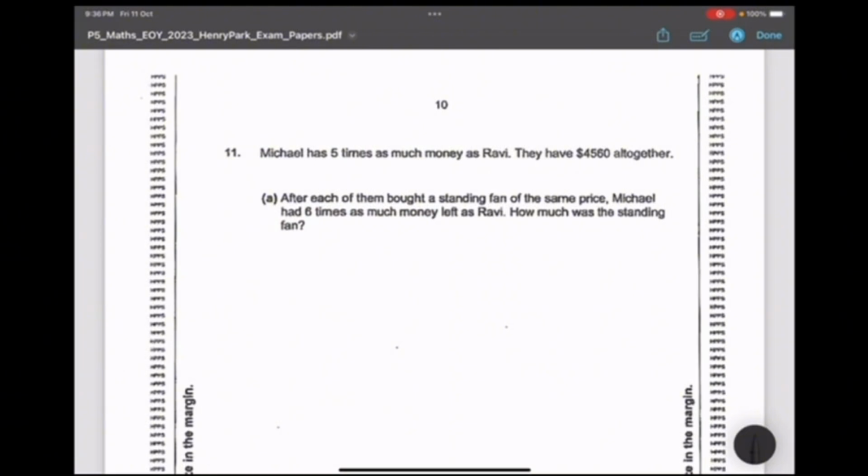Michael has 5 times as much money as Ravi. Alright, so right off the bat, what I want to do is to list out the ratio. Michael is to Ravi, 5:1. Alright, moving on to the next sentence. It says they have $4,560 altogether.